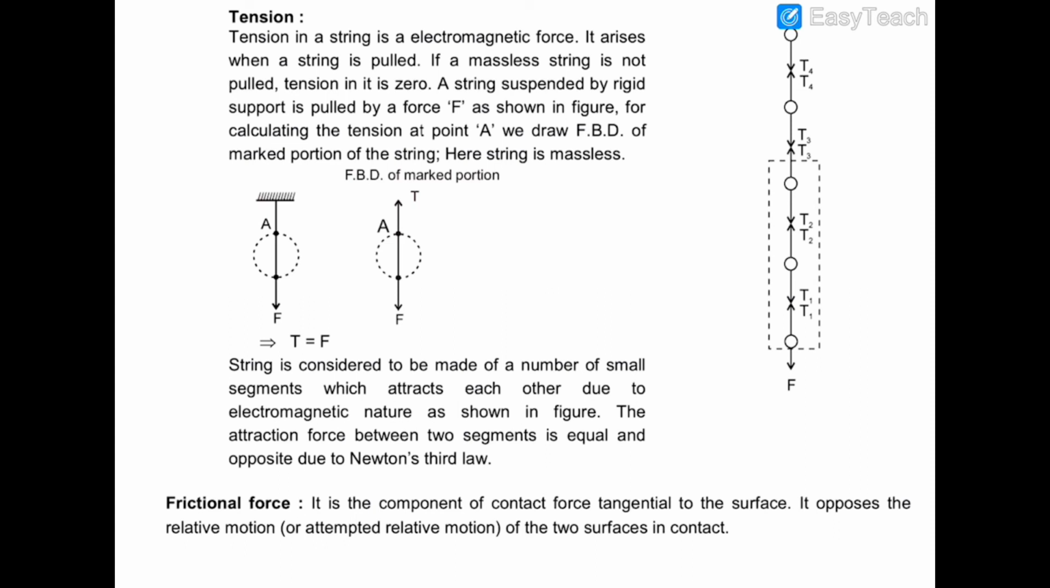You can see that there are small components of the rope, and for any component, the force F is being balanced by the tension in the rope acting on that component. There is no mass of the rope, hence the tension in the complete rope will remain the same. If the rope had some mass, then the tension in the rope would be different, and this fact will be discussed in later videos also.